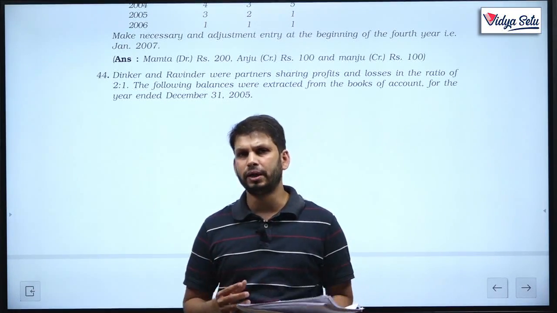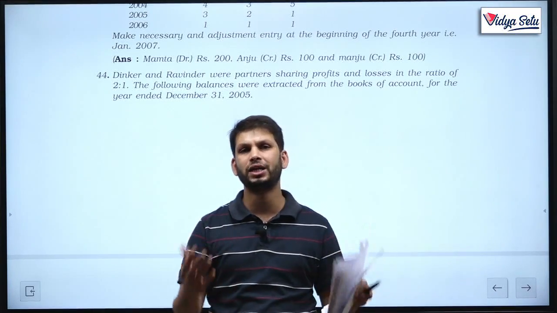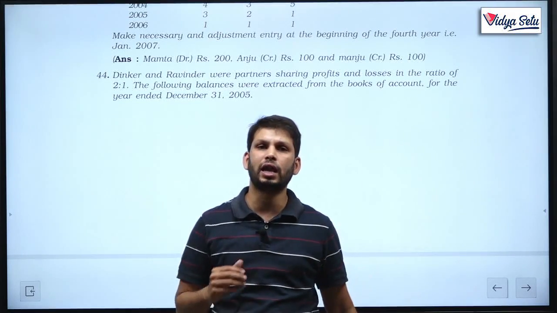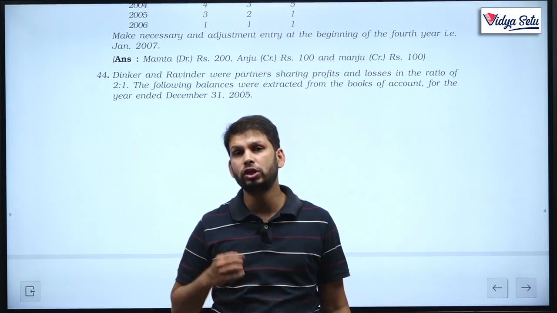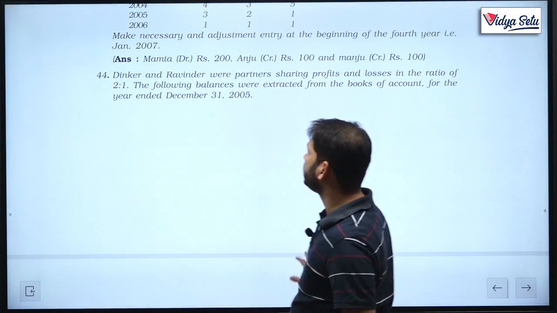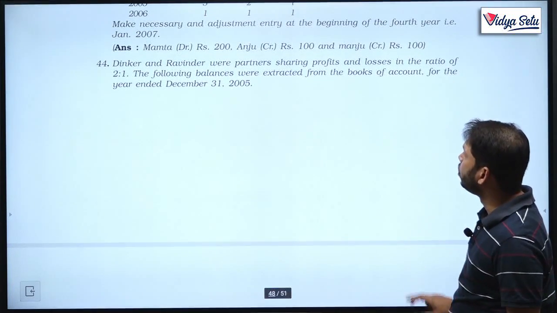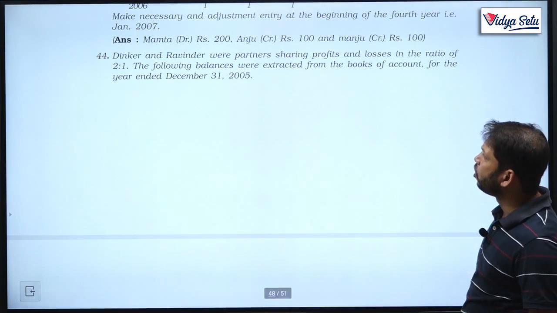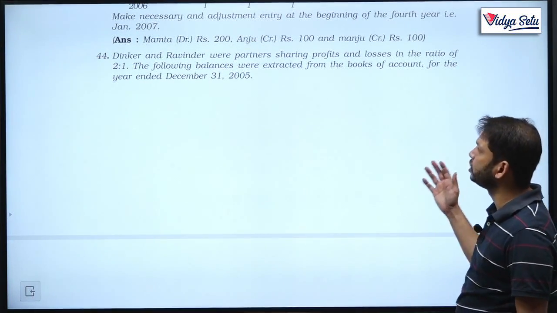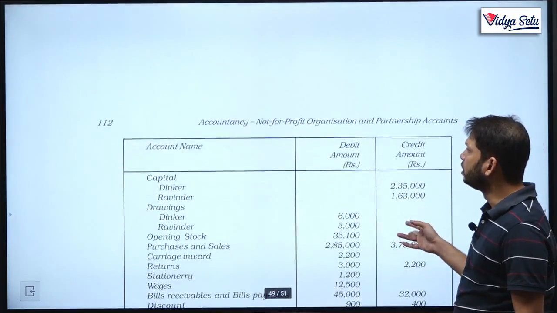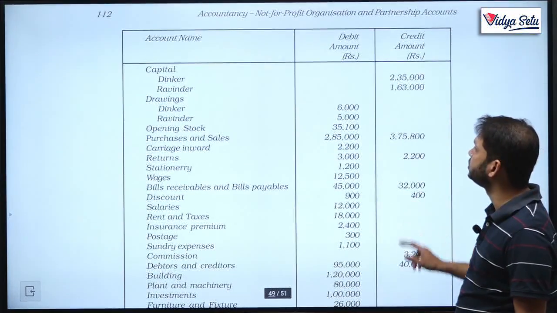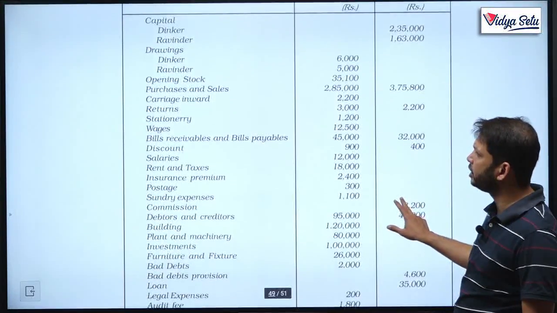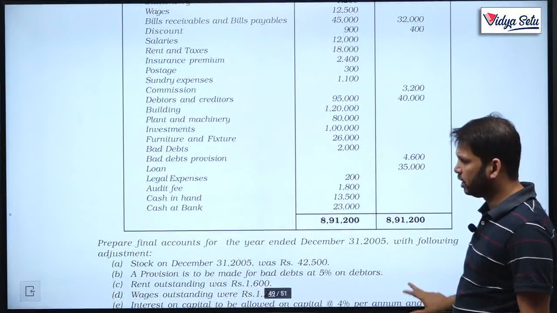We don't expect such questions in our board examinations, but these will be really helpful to understand how the entire P&L appropriation account actually happens in the real world. So let's look at it. Dinkar and Ravinder were partners sharing profits and losses in the ratio of 2:1. The following balances were extracted from the books of accounts for the year ended 31st December 2005. Now they have given us a trial balance with various things: capital, drawings, opening stock, purchases, carriage, everything is given.